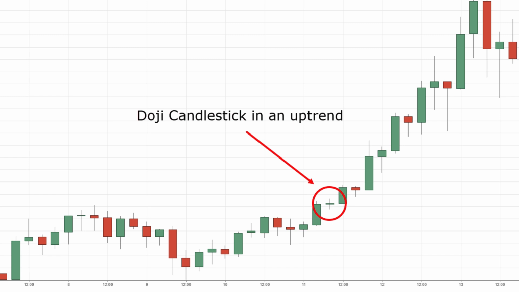It can appear during uptrends, downtrends, or sideways markets, and it signals that buyers and sellers are in a strong tug of war. What it looks like: the open and close prices are nearly the same. It has very long upper and lower wicks. The candle looks like a plus sign or a cross with long legs.